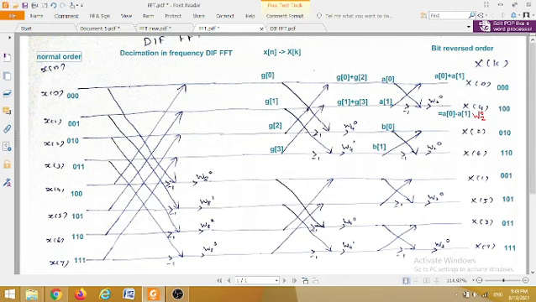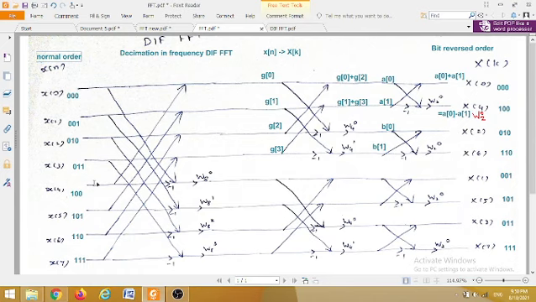Whereas DIT is the opposite: first 2-point, then 4-point, then 8-point structure. Also, the butterfly structure is followed by the multiplications of the twiddle factor. So after the structure we have the multiplications, whereas in DIT the multiplications come before the structure. These are the differences one can observe between DIT and DIF.